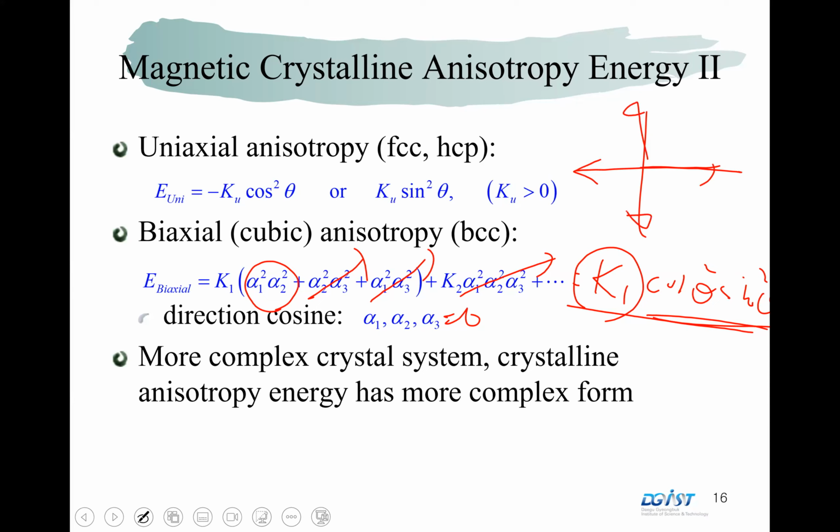Okay, FCC and BCC are the simplest crystal structures. But if you have a more complex crystal system, this energy has a more complex form. It's not necessary to learn now. If you study a very specific crystal system, you need such an energy expression for your crystal system. But generally, it's much more complicated, so it's not necessary to learn in this situation.